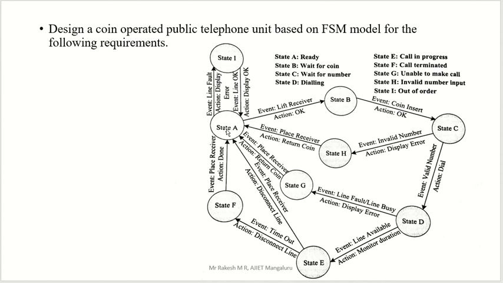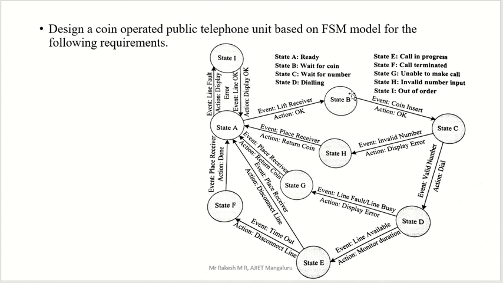State A is here. Now first thing is you are going to take a receiver, right? Event: lift receiver. The action taken by the state machine is OK. OK means the receiver is lifted, so that's why the action is OK. That leads to state B. What is state B? Wait for a coin. Once you take your receiver, it waits for coin, right? So waiting for coin now.